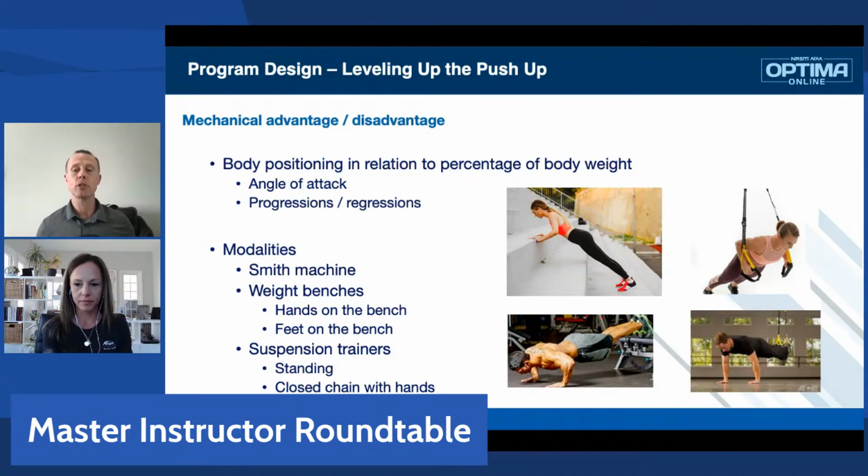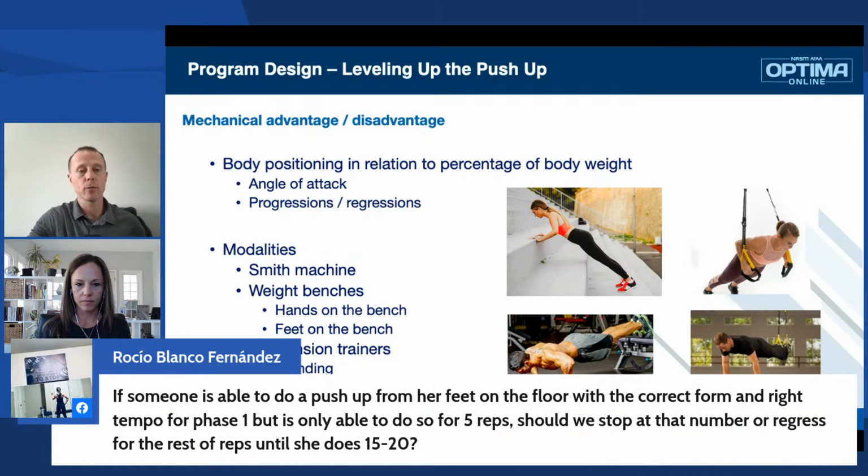If someone is able to do a push-up from their feet on the floor with correct form, and the right tempo for phase 1, but only able to do 5 reps, should we stop at that number or regress for the rest of the reps?